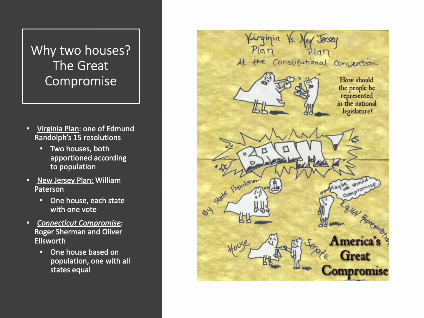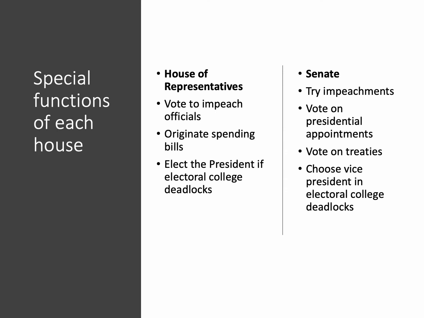We have a Senate where all the states are equal, everyone has two. And we have a House where the more people you have, the more representatives you have. And they have their own special functions. They're not exactly the same. In the House, for example, that's where all spending bills must originate. All bills to spend the money of the United States, they have to originate in the House of Representatives.